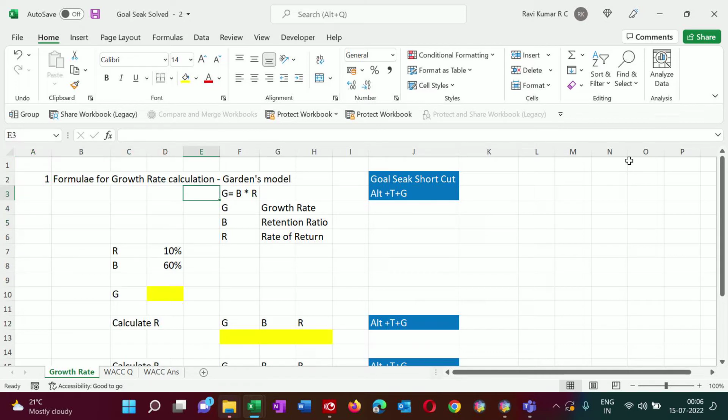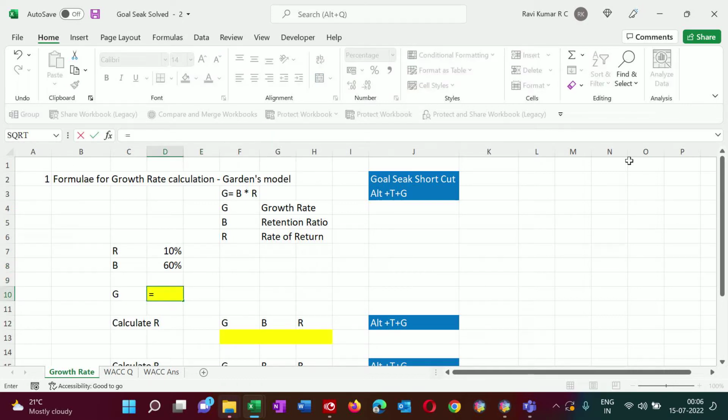The formula for growth rate calculation, as you know, is G equals B multiplied by R. G for growth rate, B for retention ratio, R for rate of return. Now in the formula, if they give R and B, we can easily calculate G, that is B multiplied by R. So we get G as 6%.